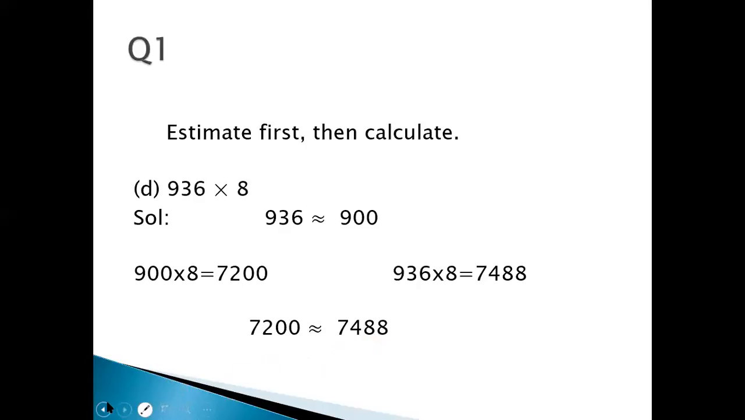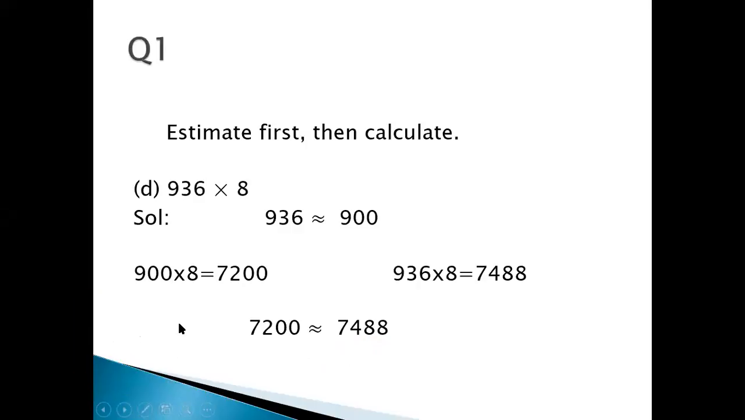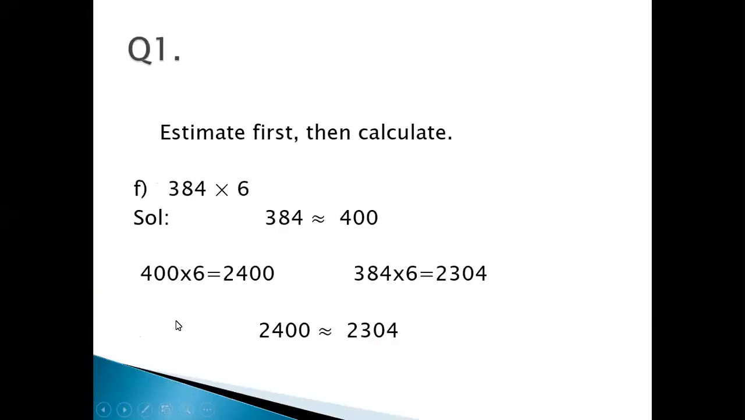In the same way we are going to do the other parts also. The rest of the parts you will do in practice by yourself in the same way for question number 1. Let's see another part, F. I have chosen this part for you, 384 multiplied by 6. We are going to multiply 384 with 6. First we will move to the estimated part.